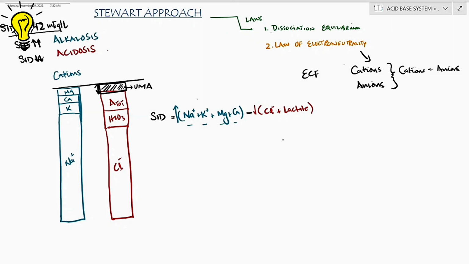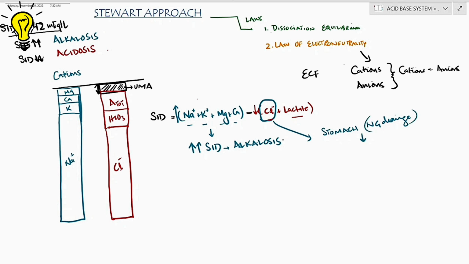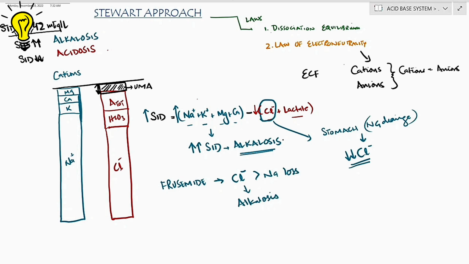So as per this concept, if we lose the chloride in NG tube drainage, this will increase the strong ion difference and cause alkalosis. So it isn't the hydrogen ion loss from NG tube that causes alkalosis, rather it's the chloride ion. Similarly, Lasix or furosemide causes more chloride loss in kidneys compared to the sodium loss. So strong ion difference will increase. And that shows Lasix can cause alkalosis.